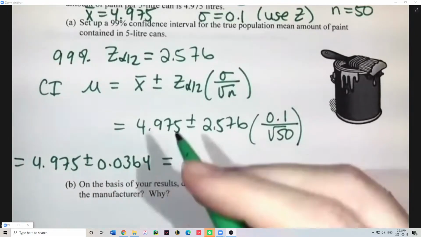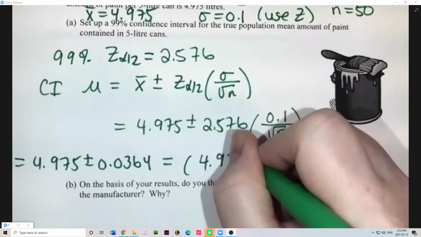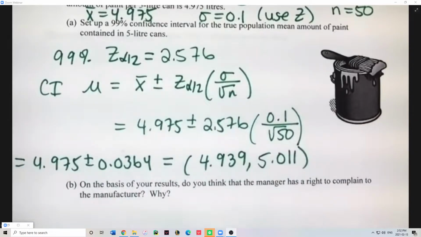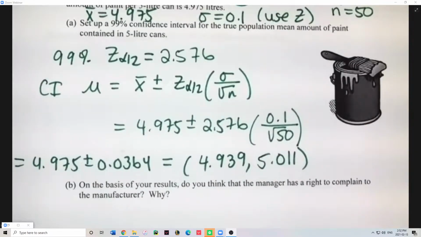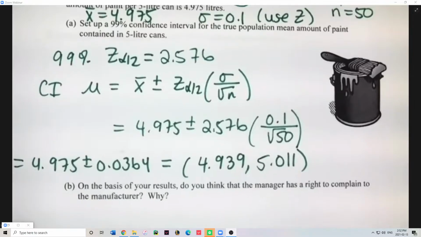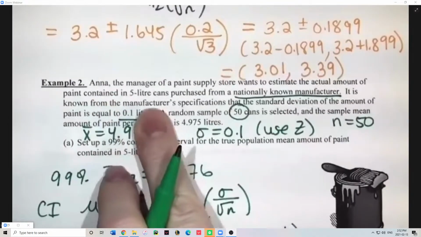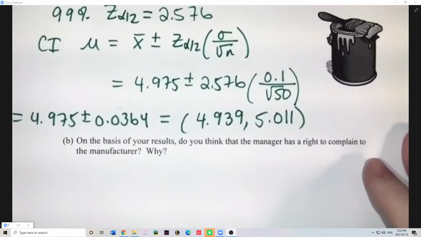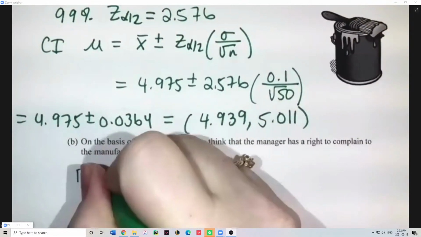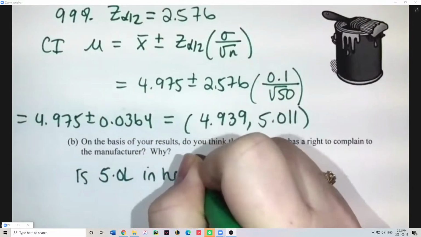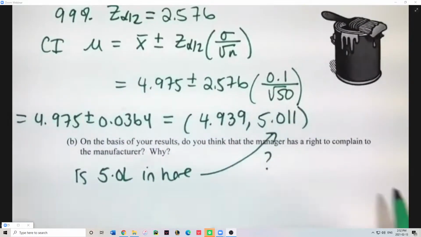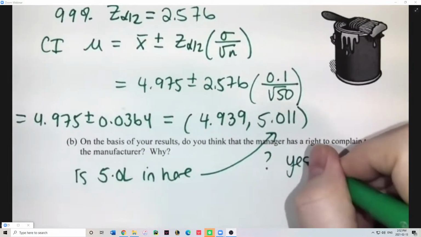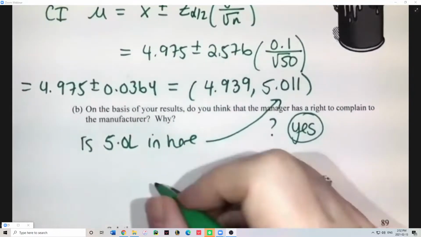Okay, so this minus this would give me 4.939, and this plus this would give me 5.011. So on this basis, do you think the manager has a right to complain? They say that the paint cans contain 5 liters. So we want to see if 5.0 liters is in our interval here. Well, it's between 4.939 and 5.011, so 5.0 is in there. Therefore, they shouldn't be complaining.